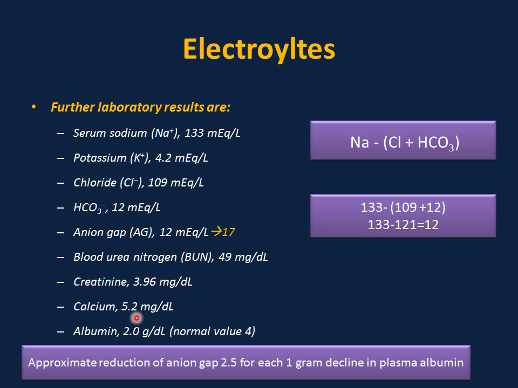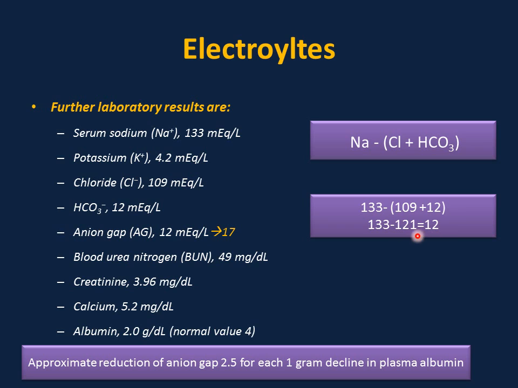Calcium is 5.2, but you need to correct because of the low albumin. The albumin here is 2, so the albumin is very low. When you have a presentation like that, you need to correct the anion gap for this low albumin. So how to calculate the anion gap? Again, sodium minus chloride plus bicarb. The sodium here is 133, the chloride is 109 plus the bicarb, which is 12. So 133 minus 121 equals 12, which matches the measured one.